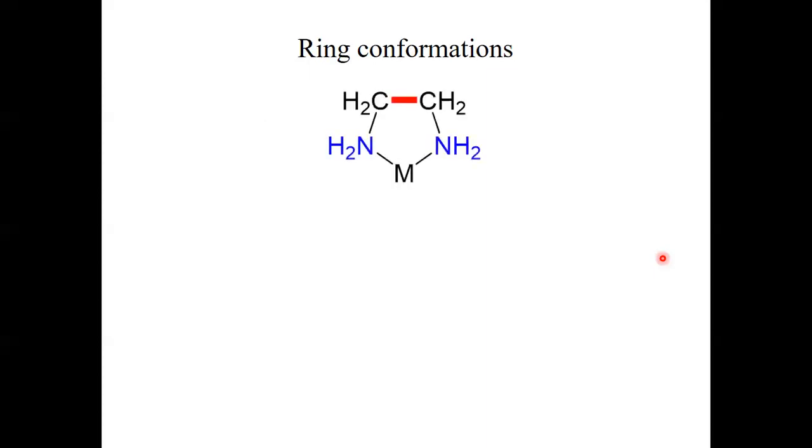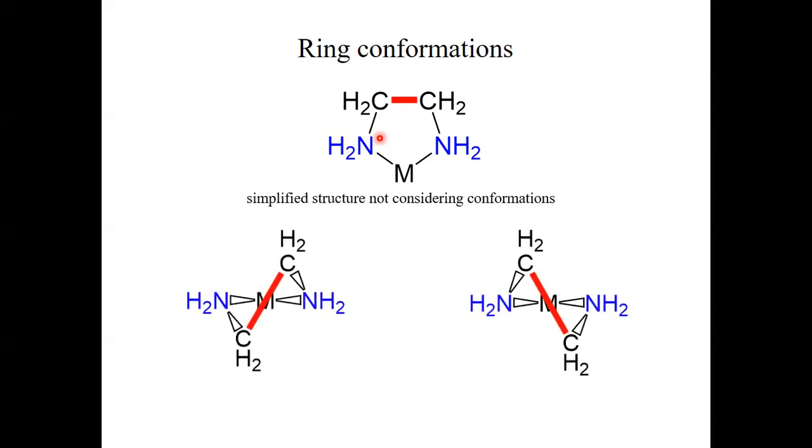So here is just one example. Here's an ethylenediamine ligand that attaches to a metal. We have to consider now that this ring is not planar because of the sp3 hybridization at the nitrogens and at the carbons. So therefore, there are different conformers possible. Okay. So here you see the different conformers.